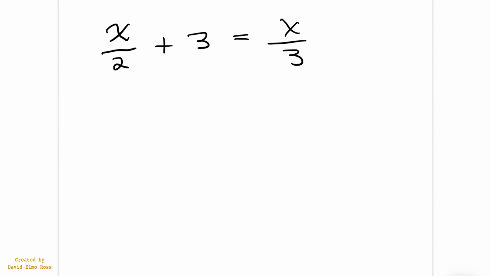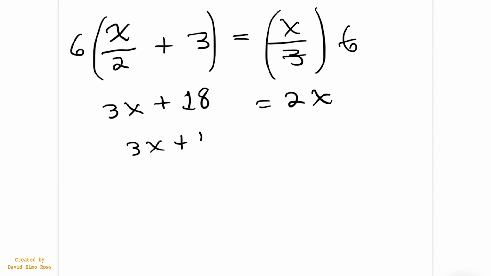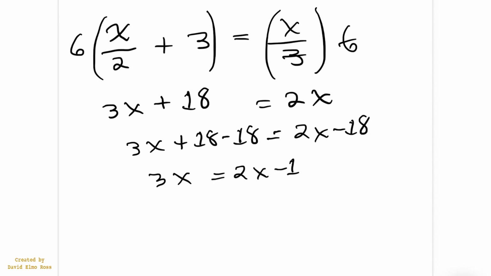Let's see how that works. So let's multiply all the things through by 6 times this and 6 times this. So this is going to give us, if we look, 6 times x over 2 is going to give us 3x plus 6 threes is 18. And if we divide these out, we're going to have equal to 2x. Once we have this, we can very simply say 3x plus 18 minus 18 equals 2x minus 18. So that's 3x equals 2x minus 18.